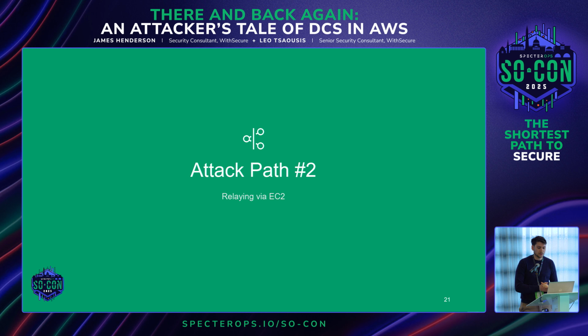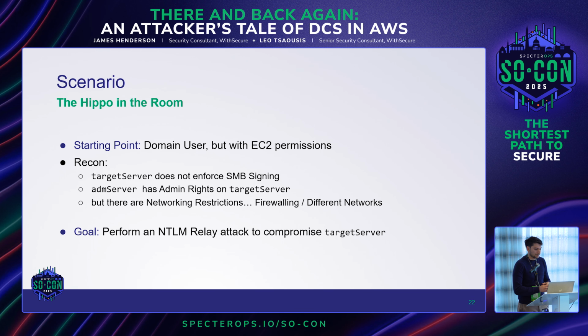Cool, attack path number 2. Let's look at another one, quite similar. We have a similar starting point, but the conditions are slightly different. Now, let's assume we also start with broad EC2 permissions, just like before. This time we're targeting a server, and you realize from your reconnaissance that that target server doesn't enforce SMB signing. Big hint, big hint. I know what you guys are thinking already.